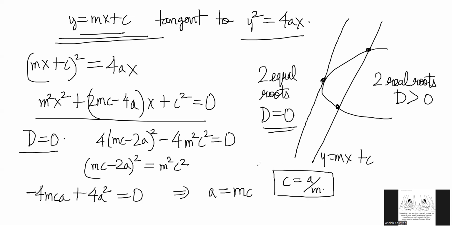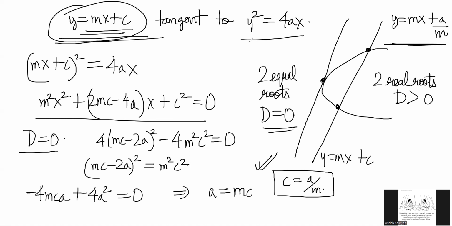Right? So we get the same condition of tangency, and notice that the equation of the tangent now looks like y is equal to mx plus a by m. So y is equal to mx plus a by m is the tangent to the parabola y square is equal to 4ax. And we also know the point of tangency. It is a by m square comma 2a by m. That is the point of tangency, right?